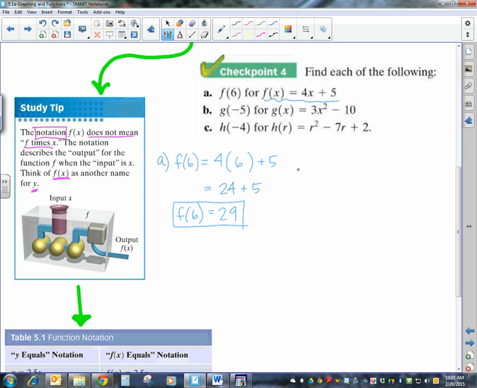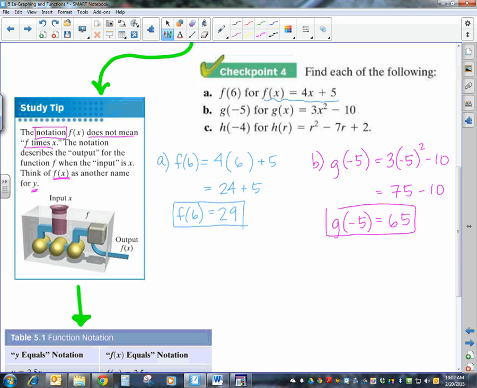Okay. B says find g of negative 5. Now, why do they have f, g, and h? Just different ways to name the functions. Okay, it helps us keep them straight. And that says 3 times something squared minus 10. And what am I going to put in there? Negative 5. All right, negative 5 squared is 25 times 3 is 75 minus 10. So g of negative 5 equals 65 because 75 minus 10 is 65.